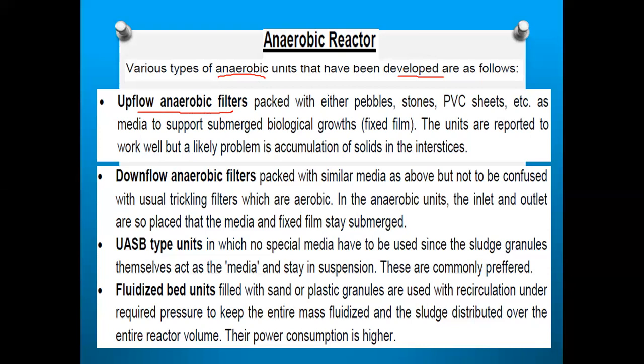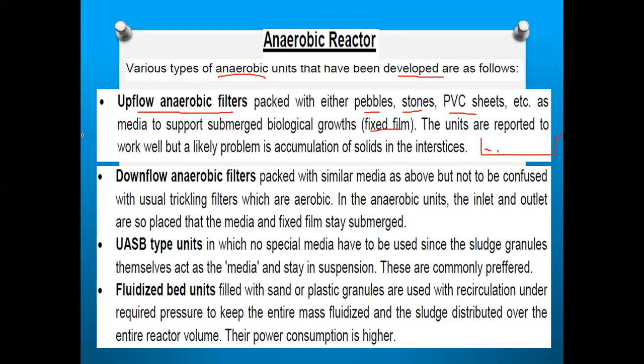The upflow anaerobic filter is packed with either pebbles, stones, PVC sheets, etc. So here, what happens? You have a container. In the container, pebbles, small stones, or PVC sheets are arranged as a media to support the submerged biological growth. That is a fixed film.